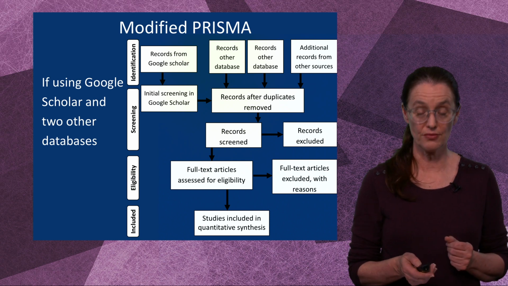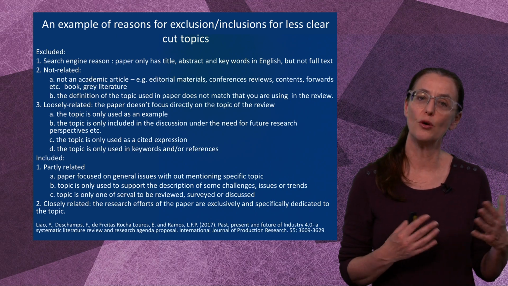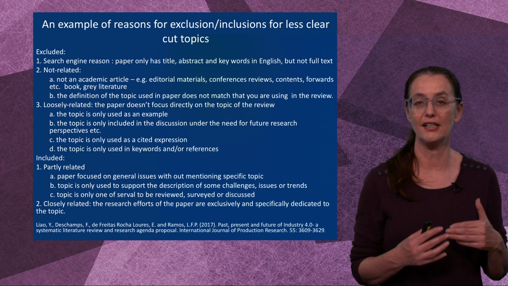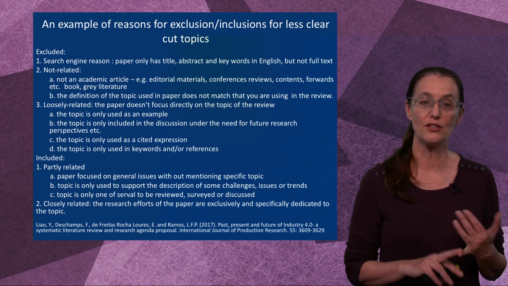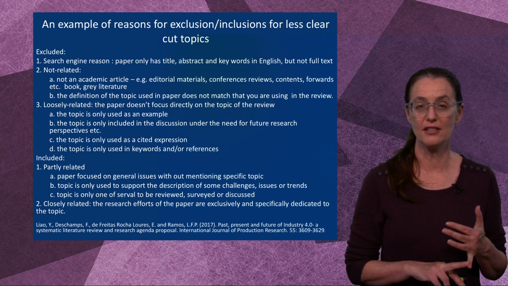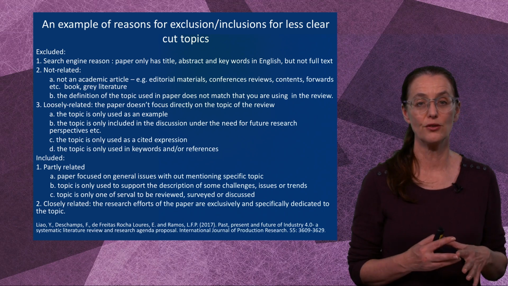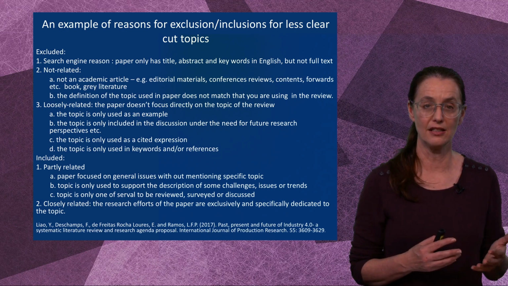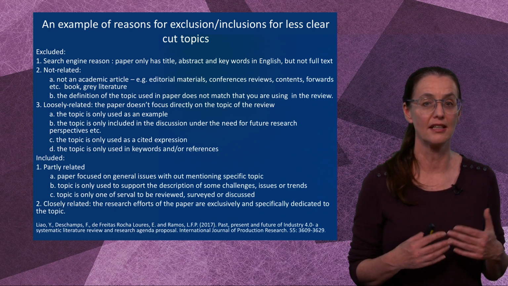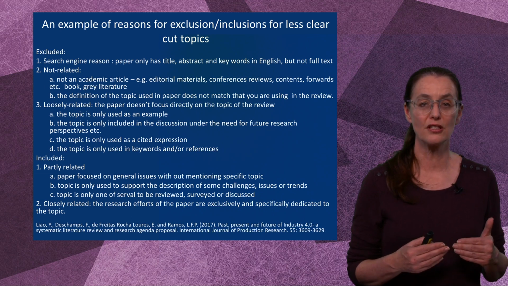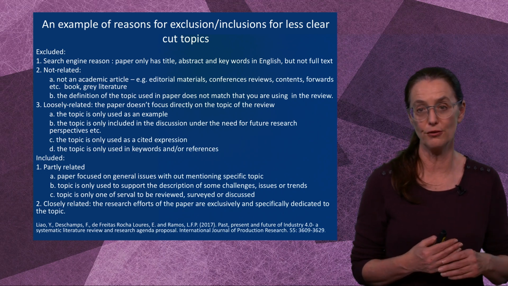And here are some examples from some papers of how people have dealt with that when they were trying to do a literature review where it wasn't quite so clear about their inclusion and exclusion. So what they did, first of all, is they excluded those for the search engine reason. So the paper only has the title, the abstract, and keywords in English, but they couldn't get the full text. Then they excluded ones that they categorised as not related. So it was not an academic article, so editorial materials, conference reviews, contents, etc. Then they also excluded ones where the definition of the topic used in the paper did not match the one that they are using in their review.